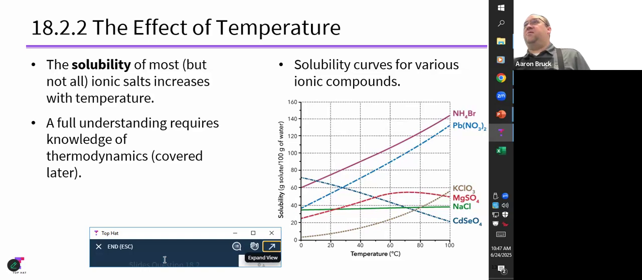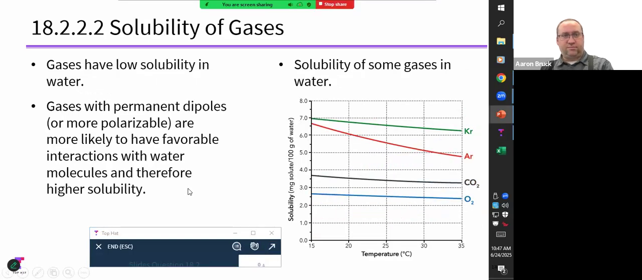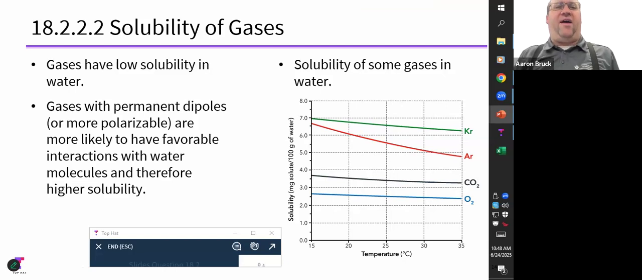And so it becomes a matter of, well, when does entropy, how big is that driving force going to be ultimately? With gases are a little bit different. Gases, generally speaking, do not have a terribly great solubility in water.